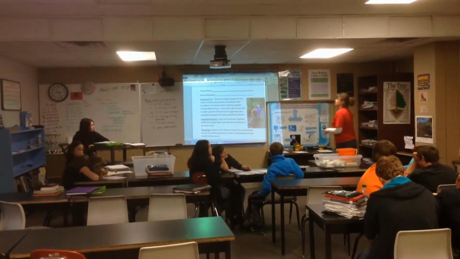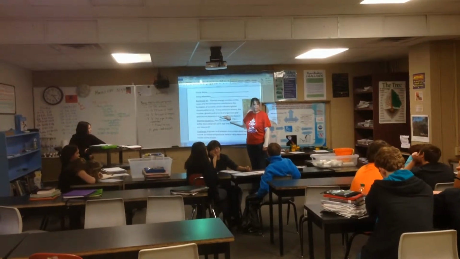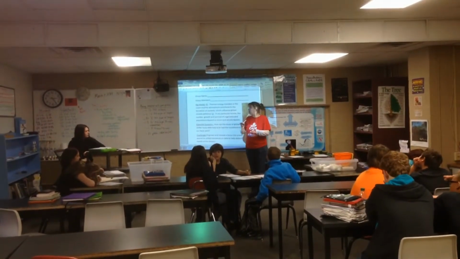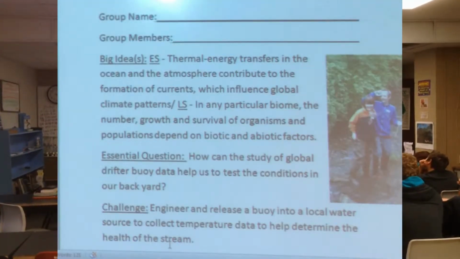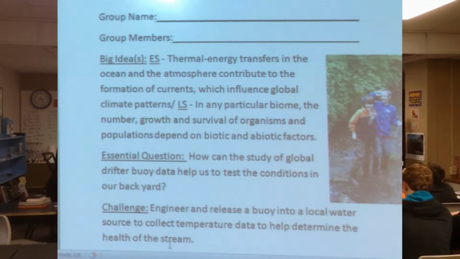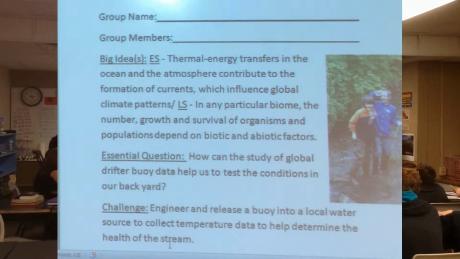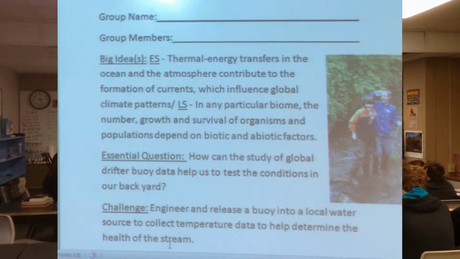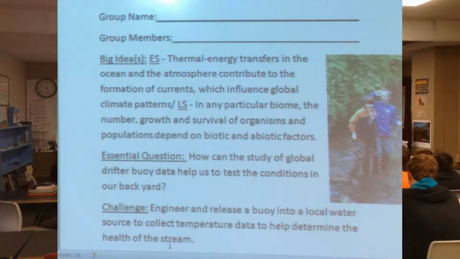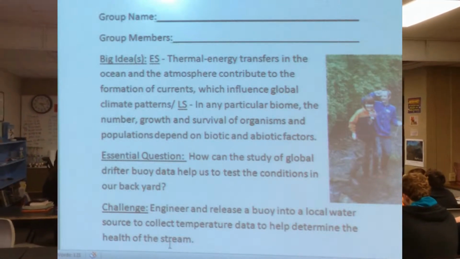So those are our big ideas, especially we're going from this earth science big idea into this life science big idea. So this buoy activity kind of combines both of them. Our essential question is, how can the study of these global drifter buoys help us to test the conditions in our own backyard? We're looking at buoys, how they use them, and now we're going to make our own buoys. So our challenge is to engineer and release a buoy in a local water source, which will be the Mill Creek, to collect temperature data to help determine the health of the stream.